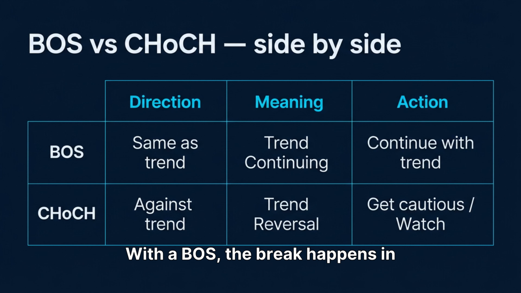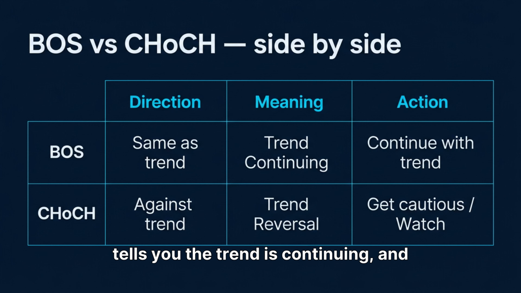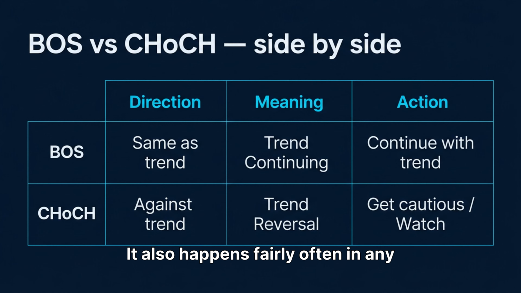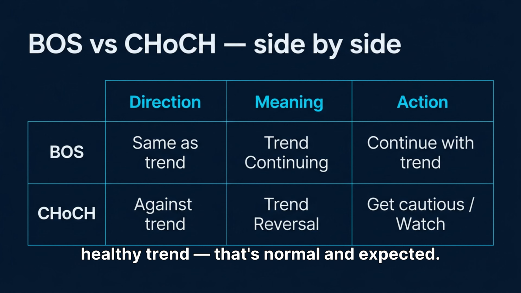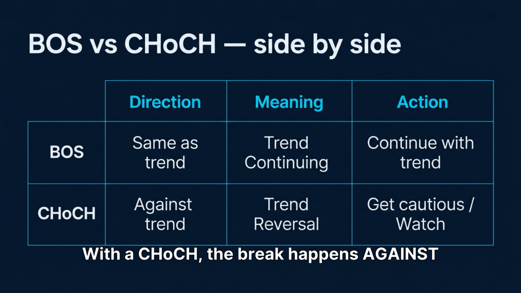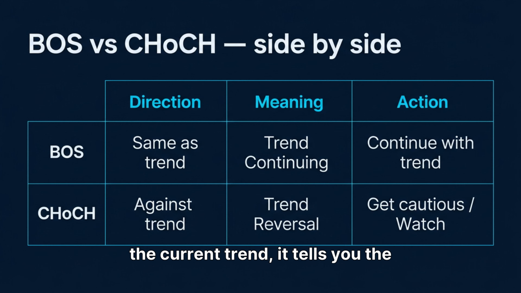With a BOS, the break happens in the same direction as the trend. It tells you the trend is continuing, and your job is simply to keep trading with it. It also happens fairly often in any healthy trend. That's normal and expected. With a CHoCH, the break happens against the current trend. It tells you the trend may be reversing.